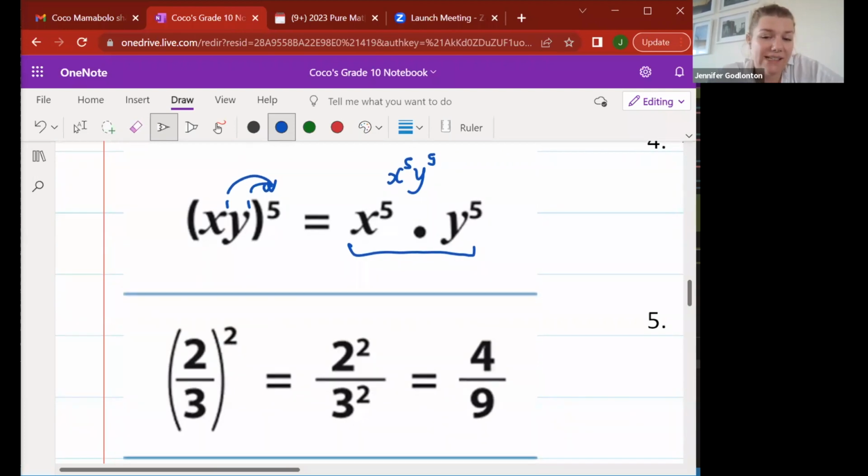When we start bringing some numbers into play, it's a very similar idea. In this case, if we have a fraction, so we've got this 2 over 3, the same way that we had to make sure that this power was going to both of them, we have to do the same thing for fractions. So we have to assume that there were little ones over there. And so we need to make sure that we say that that's 2 to the power of 2 and 3 to the power of 2.